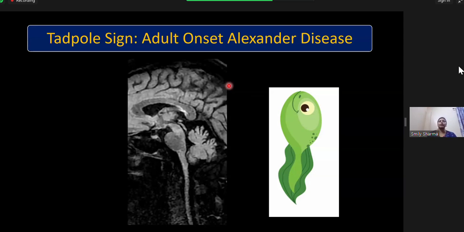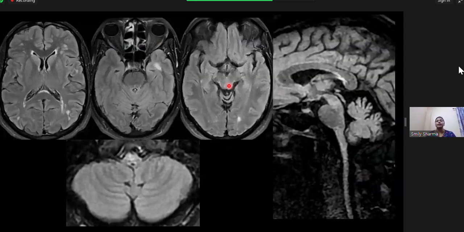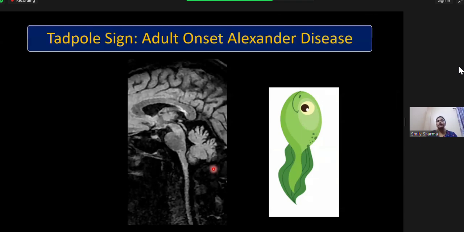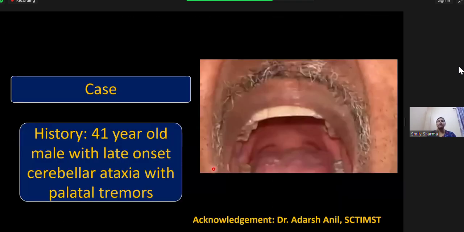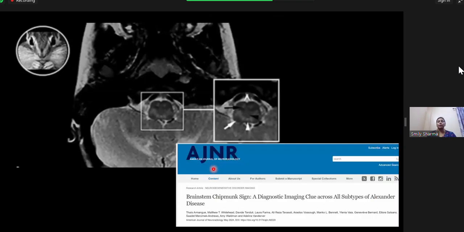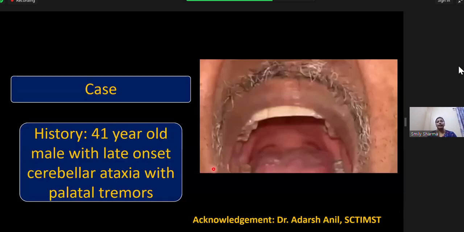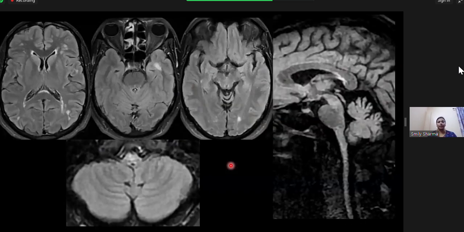Apart from this sign, there can be some enhancements, which someone already mentioned earlier. There can be some enhancements in the periventricular region along the veins, which are known as ventricular guidelines, which can also be seen with Alexander's disease. So this covers Alexander's disease. We have to remember the Van der Knaap criteria. We have to remember the chipmunk sign. We have to remember the adult onset Alexander's disease, the palatal clonus, and the tadpole sign.